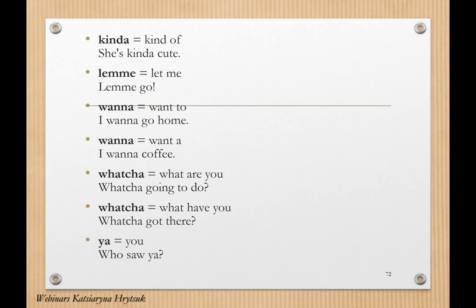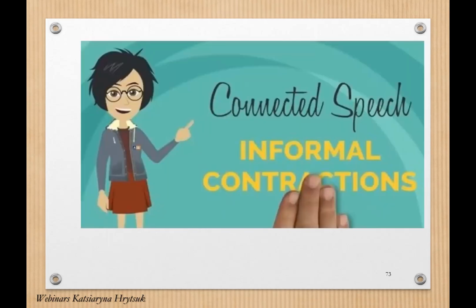So, kind of. She's kind of cute. It means she's cute. Let me go. Let me play. I want to go home. I want a coffee. What you're going to do. What you go there. Who saw you? Okay, these are connected speech, informal contractions.